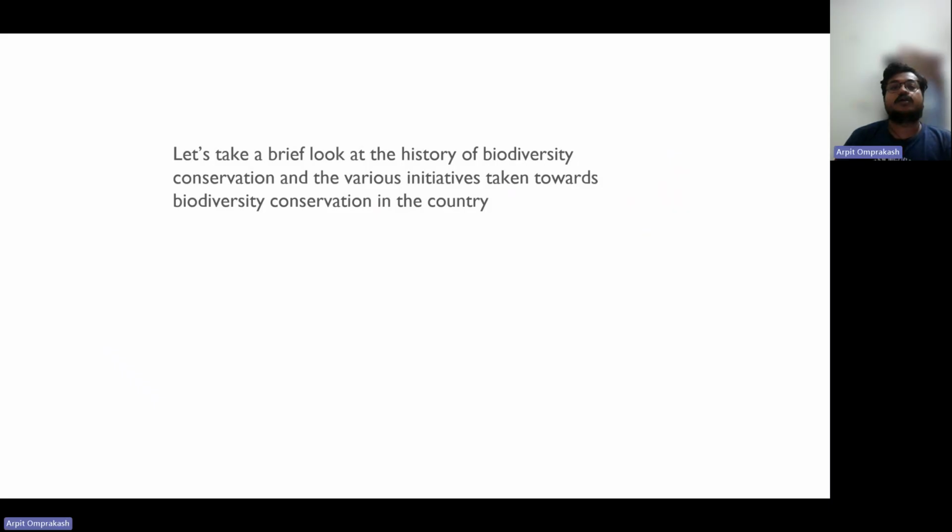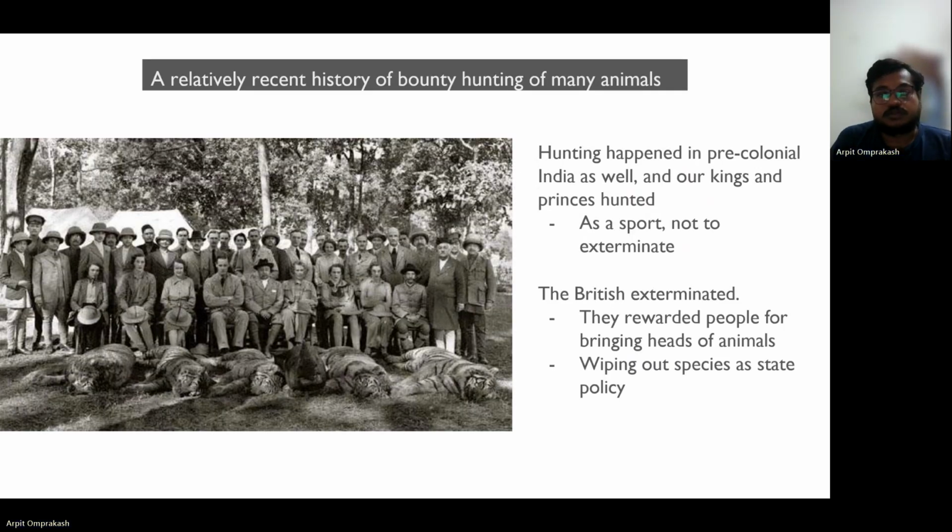Let's take a brief look at the history of biodiversity conservation and the various initiatives taken towards biodiversity conservation in the country. So the first thing is, in pre-colonial India, kings and princes hunted as a sport. For example, people would go out hunting tigers or lions and so on. The British, however, when they came in colonial India, started to exterminate different species such as tigers by rewarding poachers for killing them.